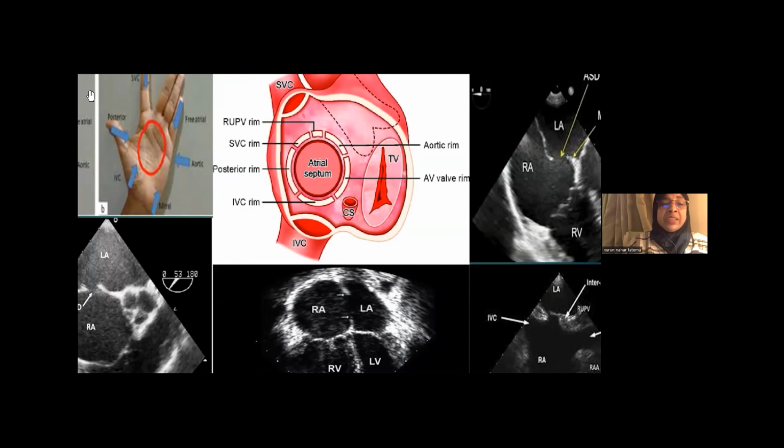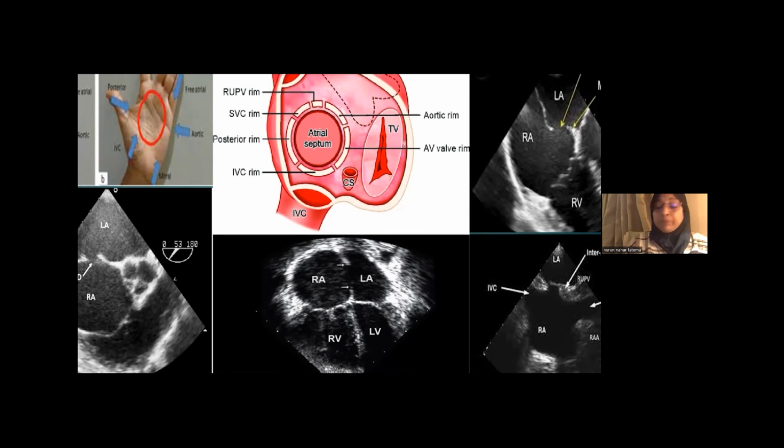So these are the rims, and if you use your hand, the hand can represent the rims this way. So this little finger and this ulnar side of the hand is the aortic rim, and the IVC rim is the thumb side, and the thumb is the posterior rim, and the index finger is the SVC rim. So in this way, you can memorize how to remember atrial rims.